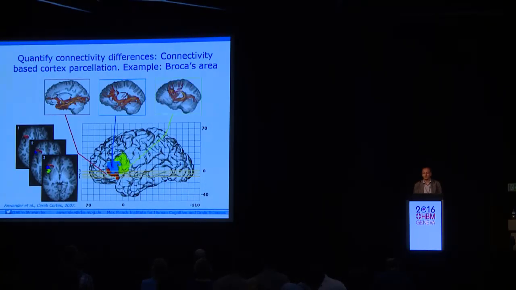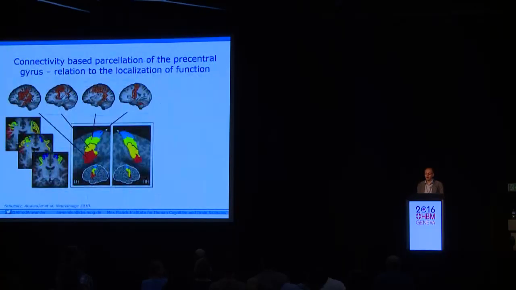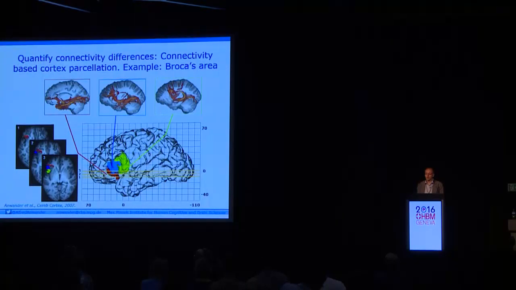So you see here, on the very right, these different patterns of connectivity which characterize each of these areas, and which give you the basis for the parcellation. So we don't rely on the absolute value of the connectivity, but just on the differences between the different connections.